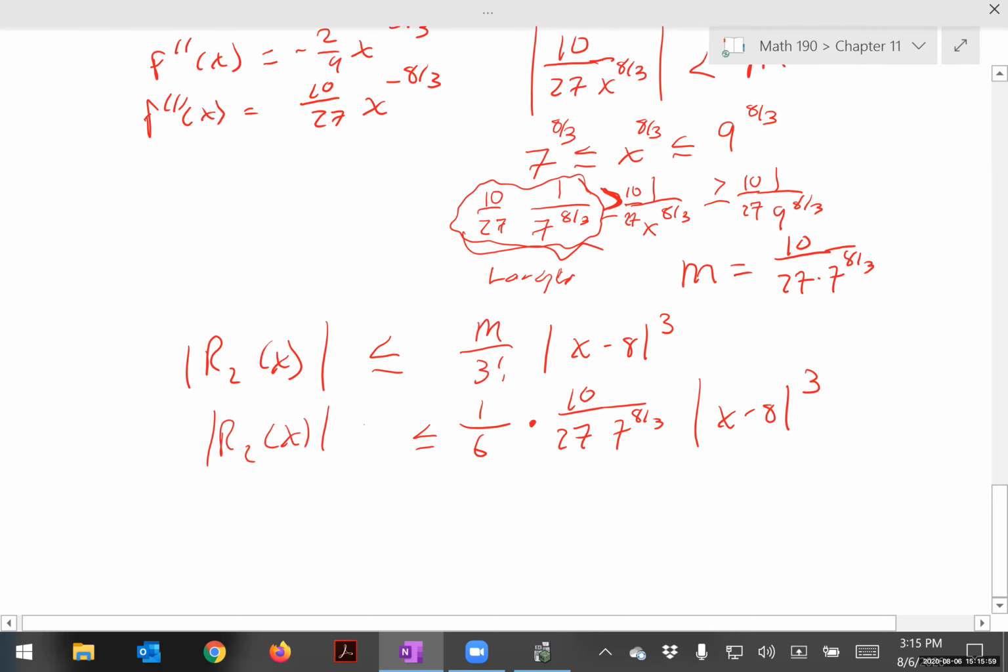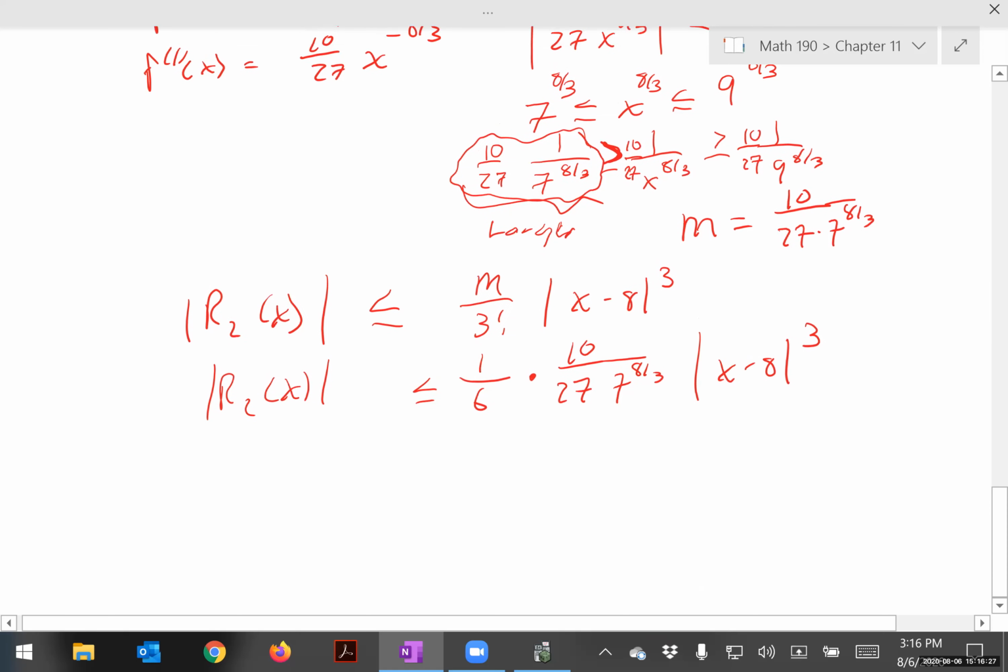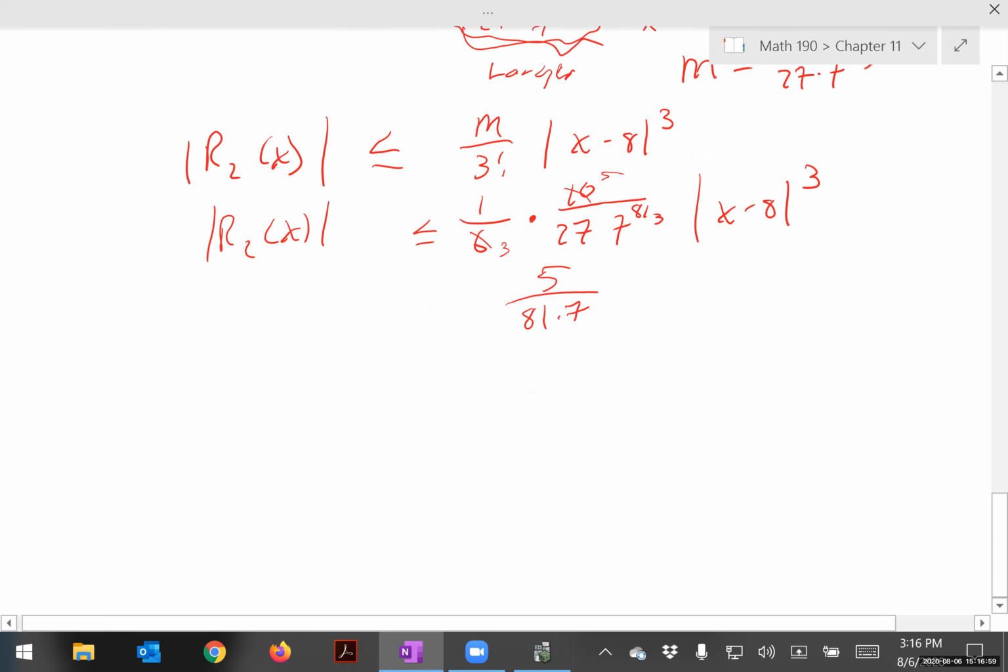So we have 1/6 times 10 over 27, 7 to the 8th power. Let's think about this for a second. Let's clean this up real quick. This is going to be 5, this is going to be 3. This is going to be 5 over 3 times 27, which is 81, I believe, right? Yeah, 81 times 7 to the 8 thirds, times x minus 8 to the third power, right?